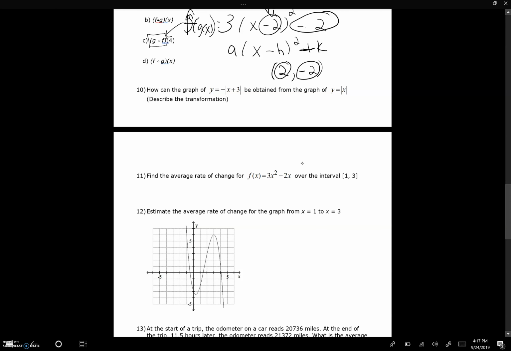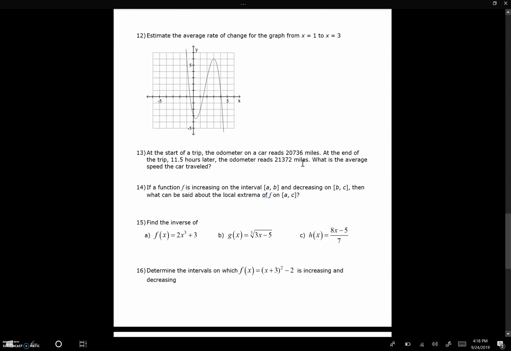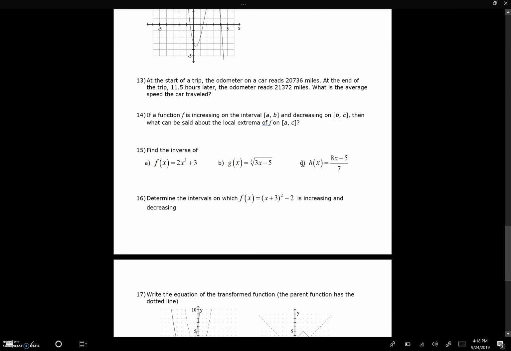All right, I'm going to skip this transformation and go back to it. And let's see if we can keep with either looking at graphs or doing compositions. It's average rate of change. Oh, here is one. If a function f is increasing on the interval from a to b and decreasing from b to c, so if we have an interval that is a, b, c, and it is increasing from a to b and decreasing from b to c, what can be said? Well, we can say that that is a maximum.